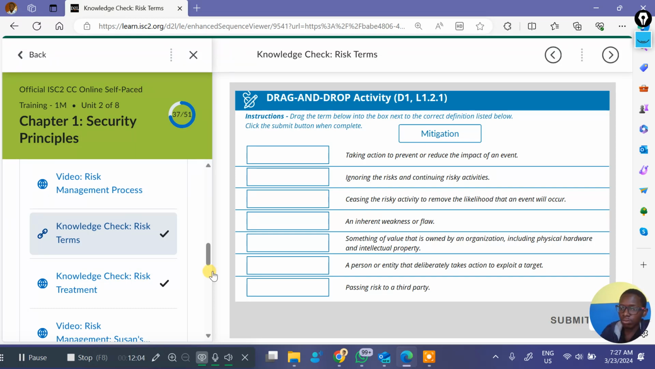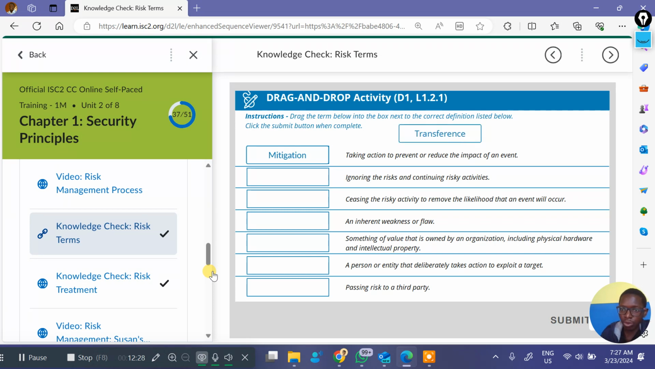Okay, so you can pause the video here to try to answer this. Taking action to prevent or reduce the impact of an event. Where does mitigation fall under? At this point, you might have selected your answer already. I encourage you to read everything. This is obviously the answer. When you're talking about risk transference, you are transferring it to somebody else, obviously.